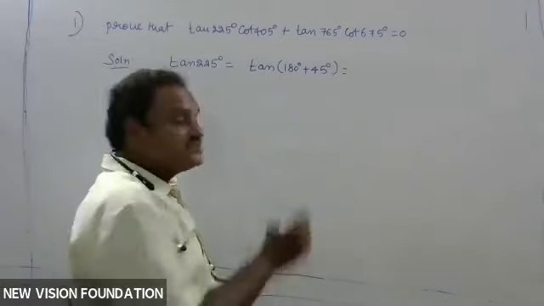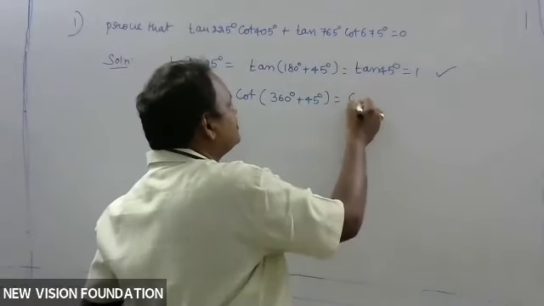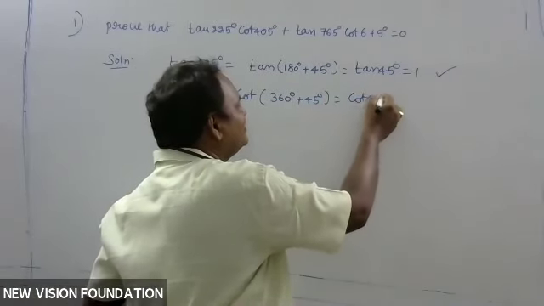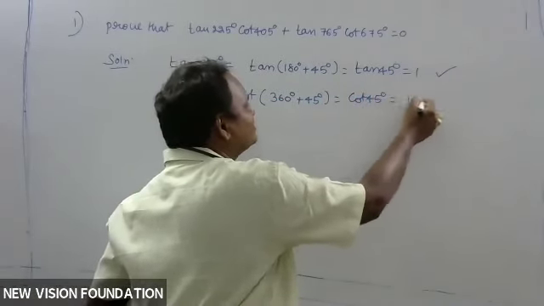The same way, let us get the value of cot 405 degrees. Cot 405 degrees, you can write as cot of 360 degrees plus 45 degrees. Cot of 360 plus theta becomes cot theta. That means cot 45 degrees, and cot 45 degrees is also 1. We are having that as 1.